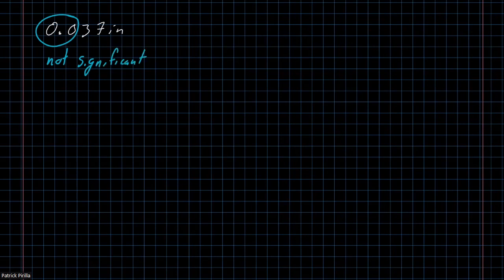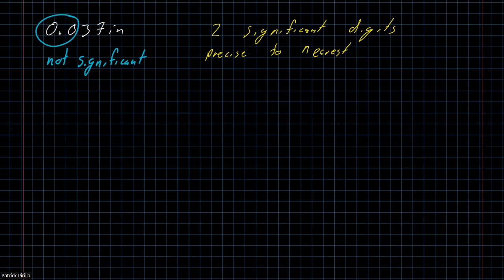The zeros that come in the front of this number are forced to be there, right? Those are there to demonstrate the place value. So again, they are not significant. This measurement has 2 significant digits, and is precise to the nearest, what is that? 0.001, nearest 1,000th of an inch.